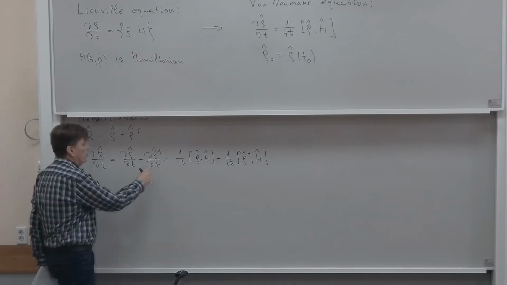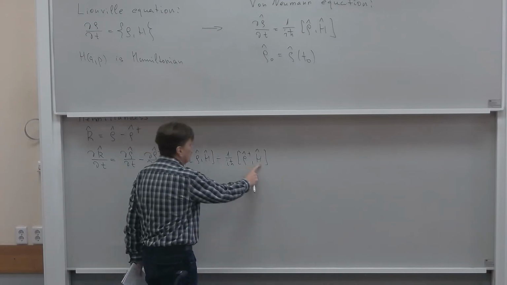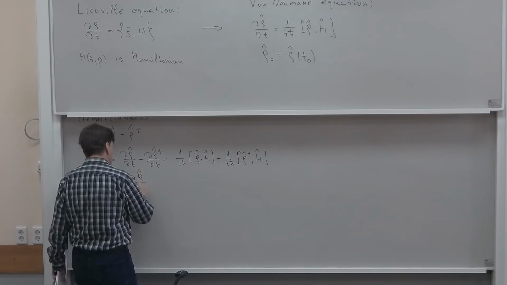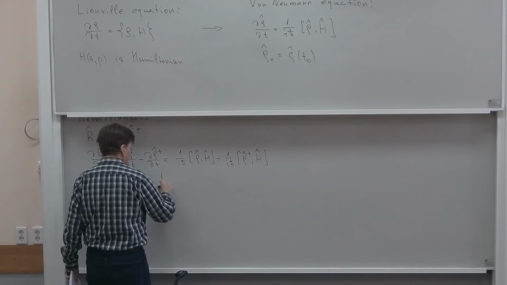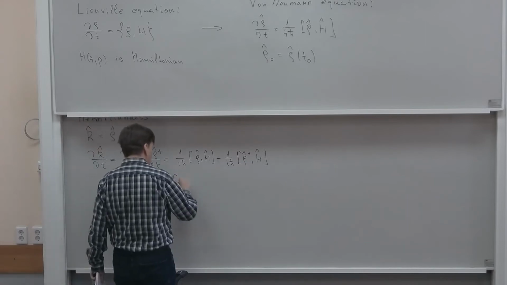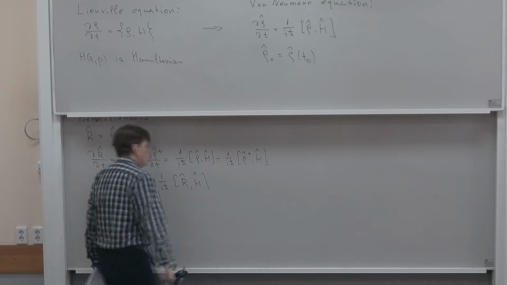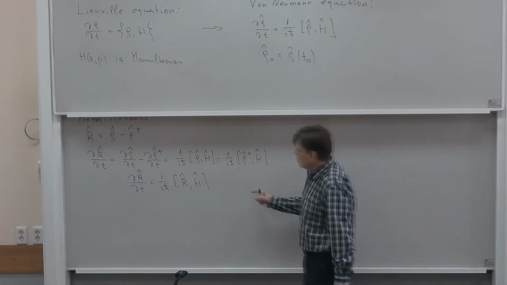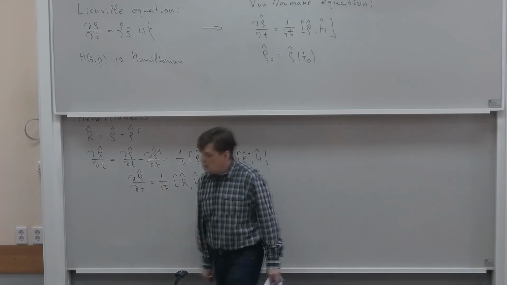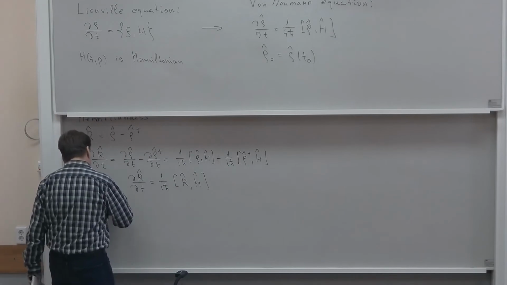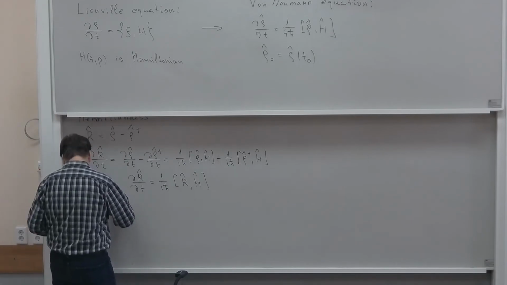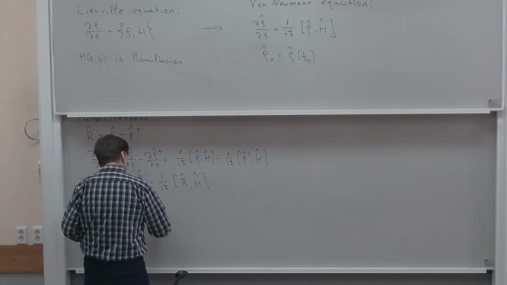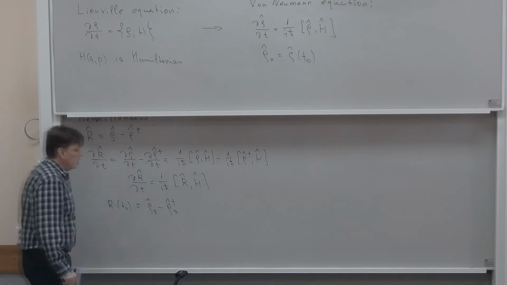Here I use the fact that the operator H is Hermitian. So finally I get that dR/dt is equal to 1 over iħ times the commutator of R with H. So I see that my operator R satisfies this linear differential equation subject to the initial condition, that is R at t0 is equal to rho naught minus rho naught dagger, that is equal to 0.